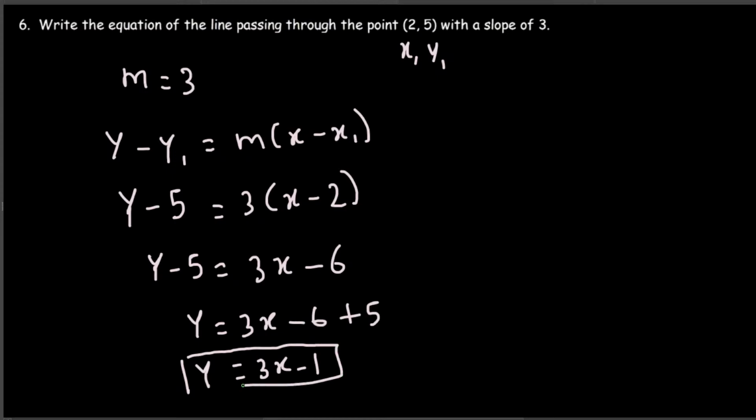Okay, let me double check everything is correct. Here we have y minus y1 equals m times x minus x1. y1 is given, that is 5, and slope is 3, and x1 is 2. Then y minus 5, 3 times x is 3x, and 3 times negative 2 is negative 6. Then we brought this negative 5 to this side, that's positive 5, so 3x minus 6 plus 5, that is y is equal to 3x minus 1, and we have found the equation of the line passing through the point. Now let's look at the next problem.